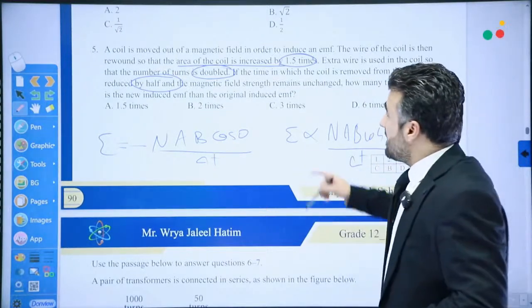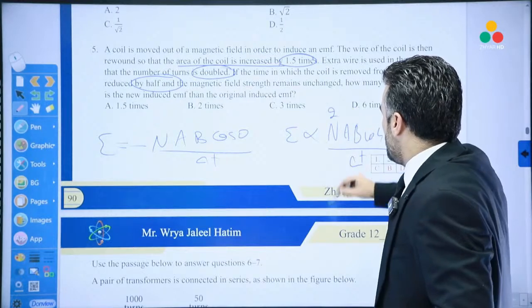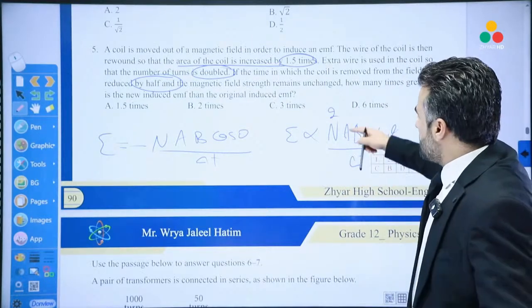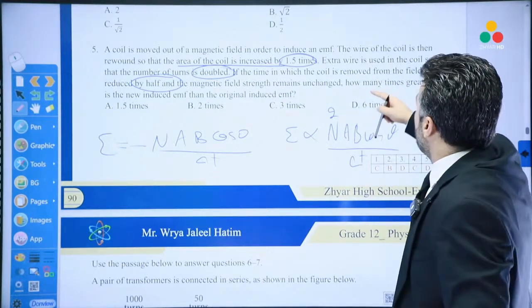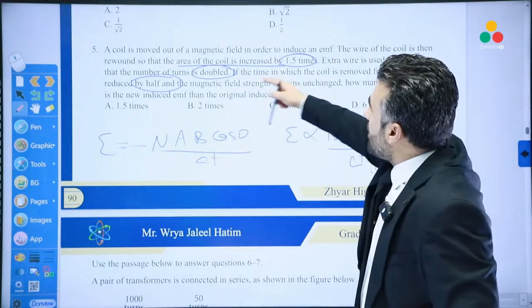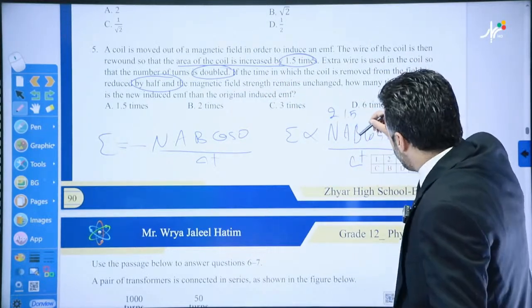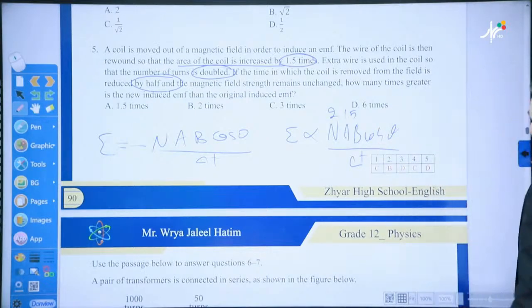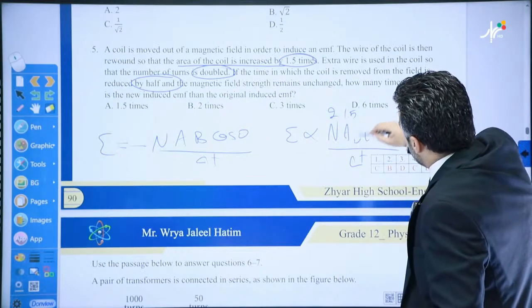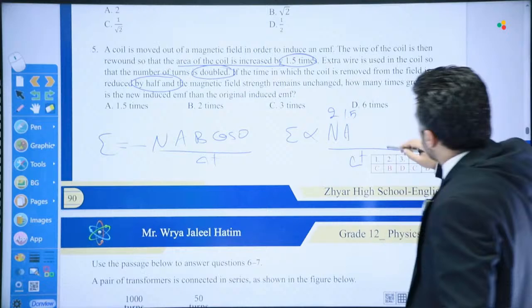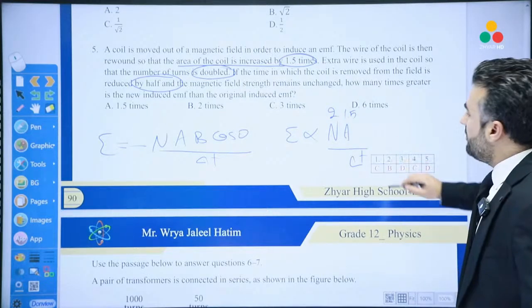So watch this. It says the number of turns is doubled. So if I double this one, that is 2. And then the area, as you can see here, it says the area increased by 1.5. So here's 1.5. The magnetic field strength stays the same. If it stays the same, that means I can just remove it from the equation.